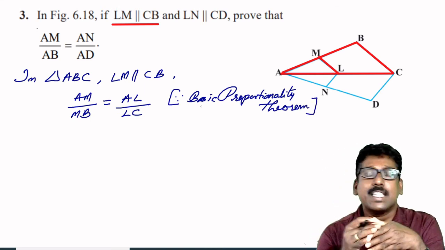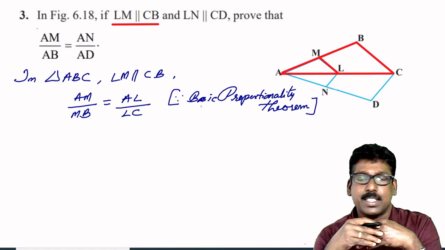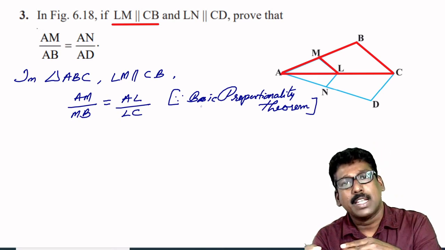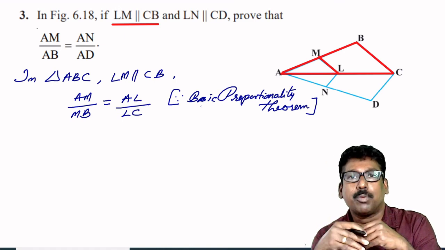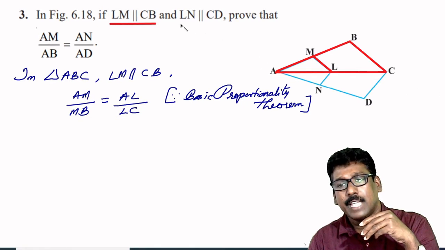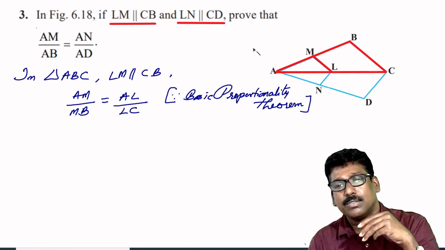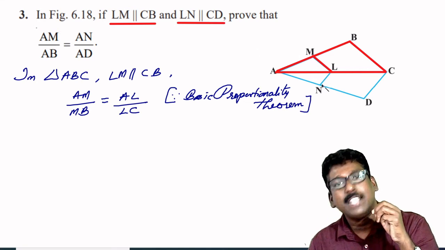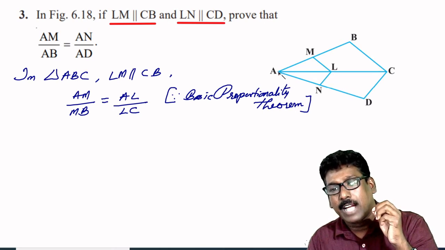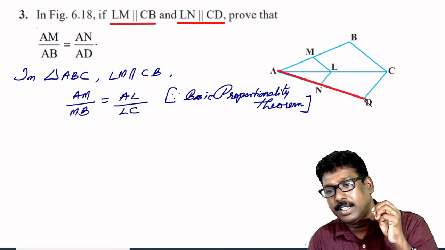For every question of this type, you have to mention the triangle, then the parallel lines, then the basic proportionality theorem. Now here, what is the second condition given in this question? LN parallel to CD. Now check the triangle having LN and CD. Here the triangle having LN and CD is ADC.